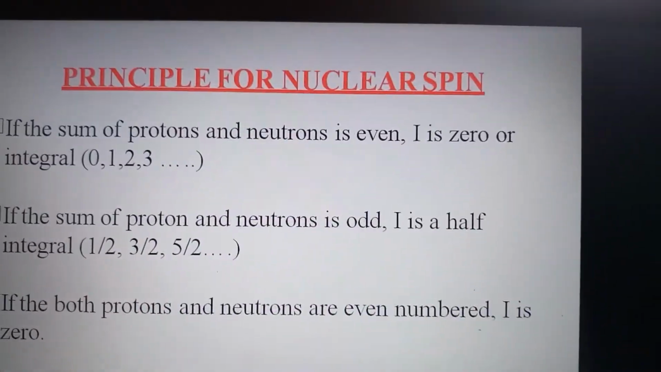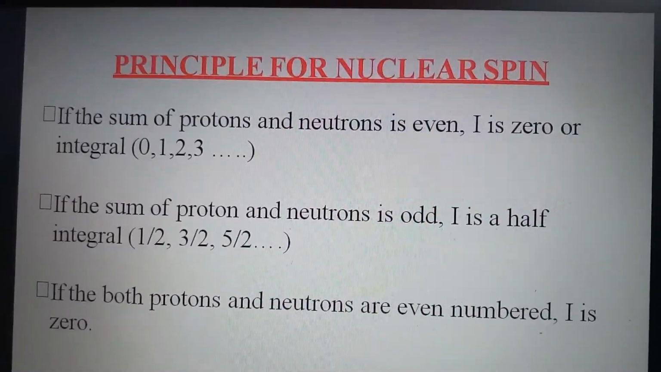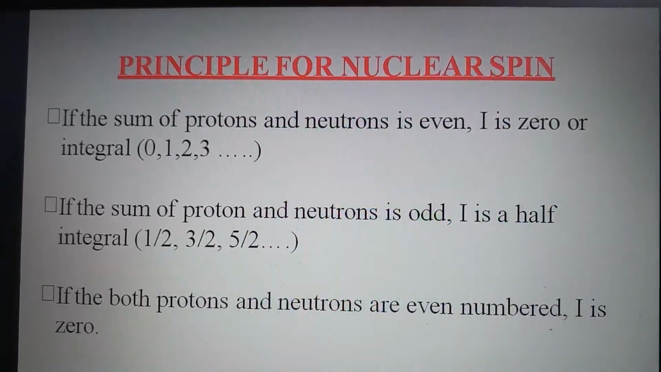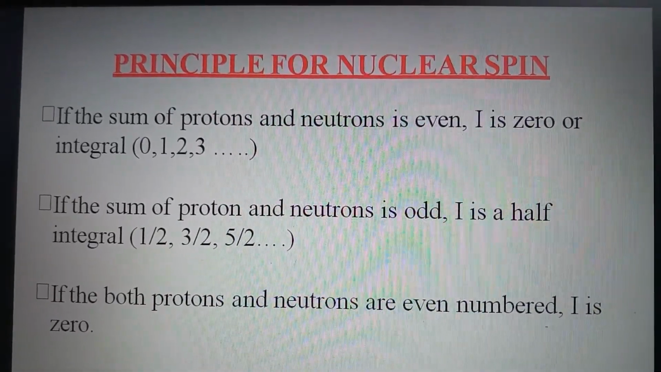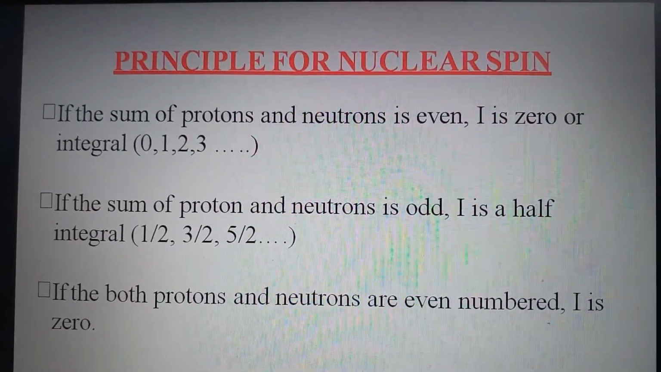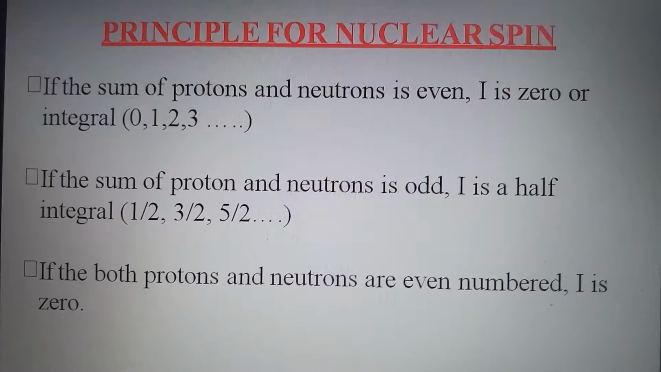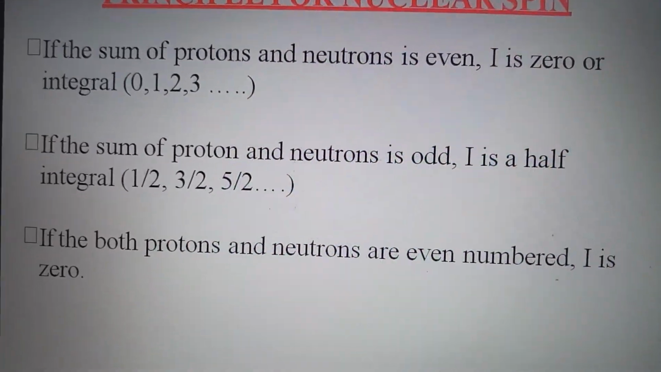Now, the principle for nuclear spin. If the sum of protons and neutrons is even, I is 0 or integral, that is 0, 1, 2, 3. If the sum of protons and neutrons is odd, I is half integral, that is half, 3 by 2, 5 by 2, etc. If both protons and neutrons are even numbered, I is 0.